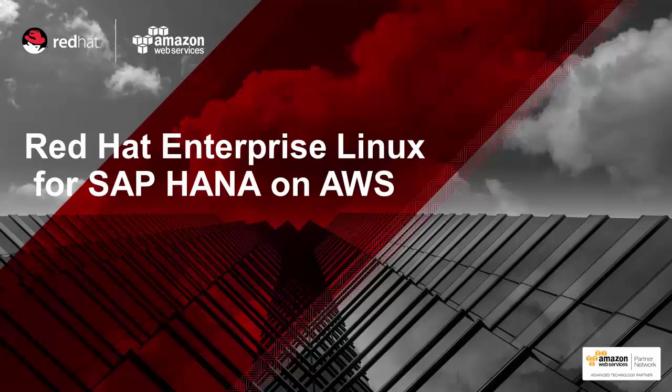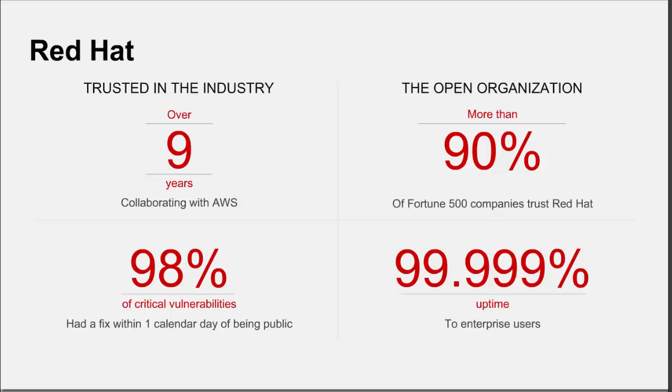So what's the very special thing now on Red Hat Enterprise Linux for SAP HANA on AWS? One of the key things is that Amazon and Red Hat have worked together for more than 9 years in a very trusted relationship in the industry.